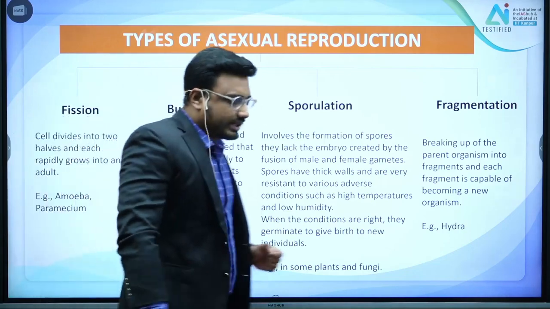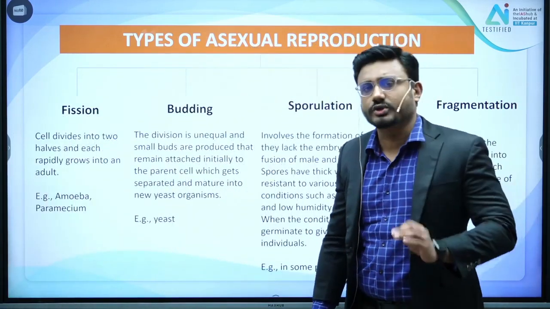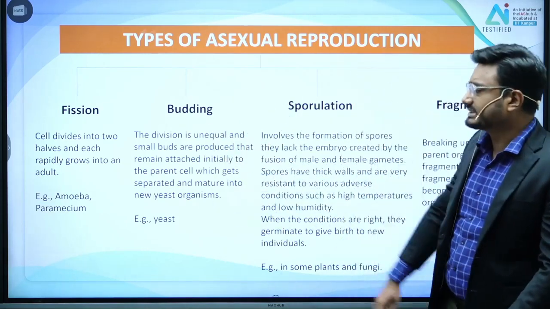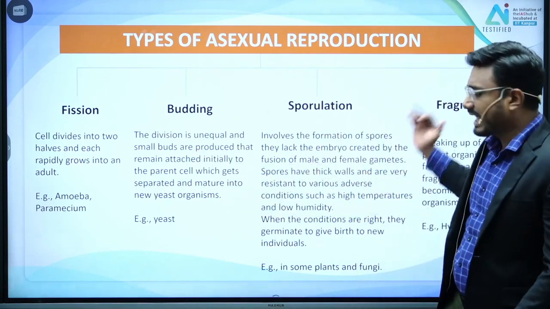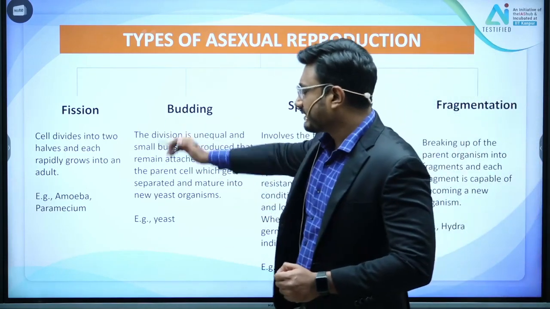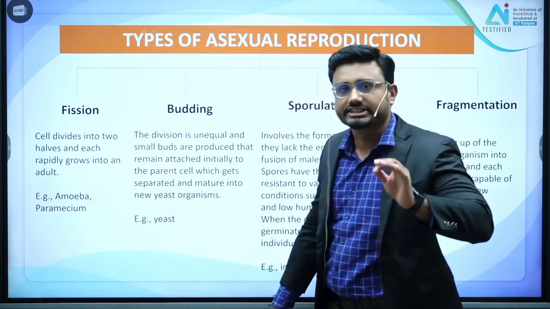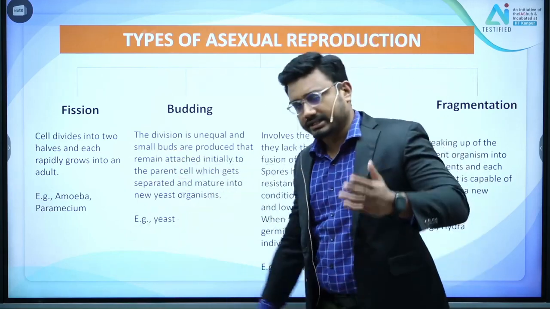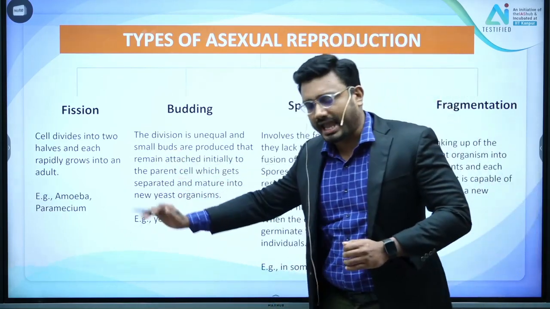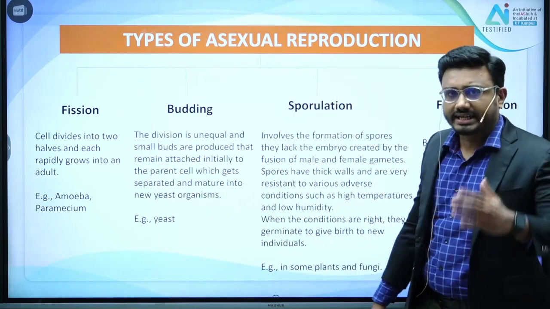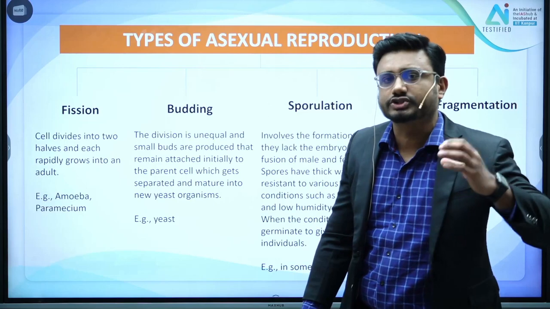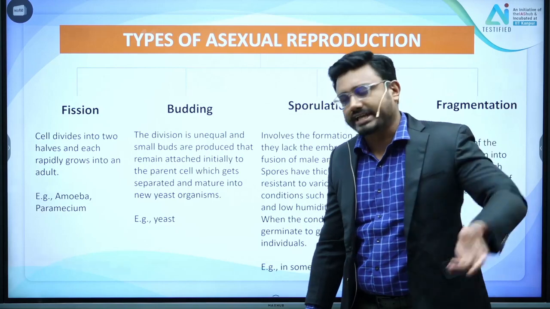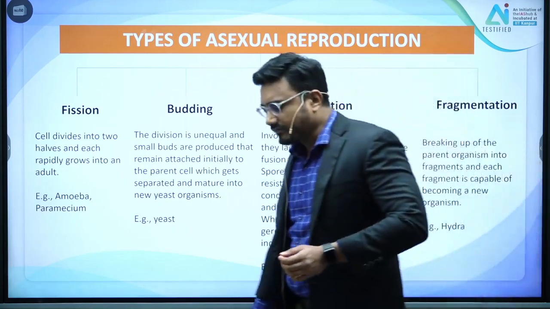Now we need to learn about the types of asexual reproduction. A multiple choice question can be asked from this. We have the following 4 types of asexual reproduction: fission, budding, sporulation and fragmentation. In fission, the cell divides into 2 halves, and each half then becomes an adult. This happens in amoeba and paramecium. Budding happens in yeast, where a bud arises from the parent yeast body, then gets separated and forms a completely new organism.